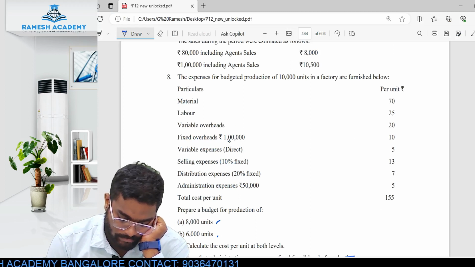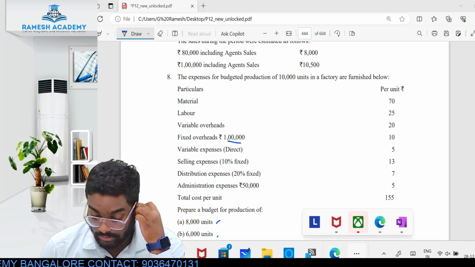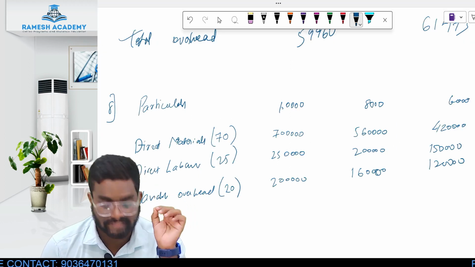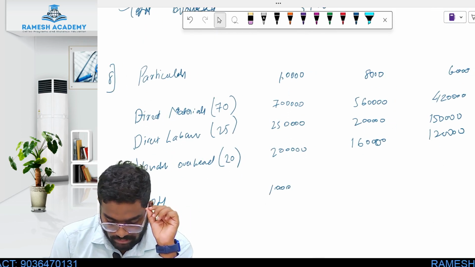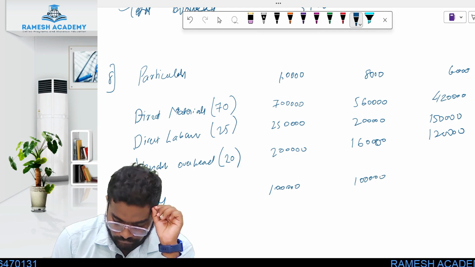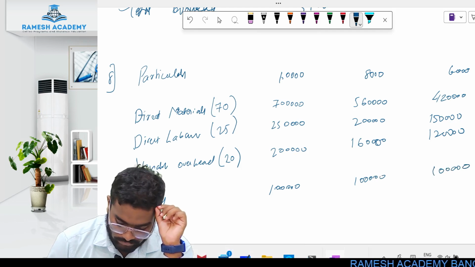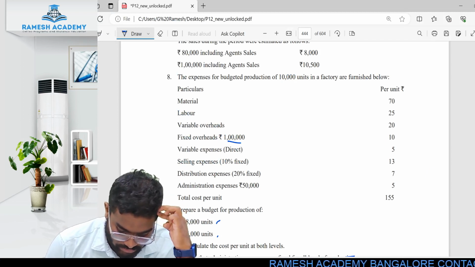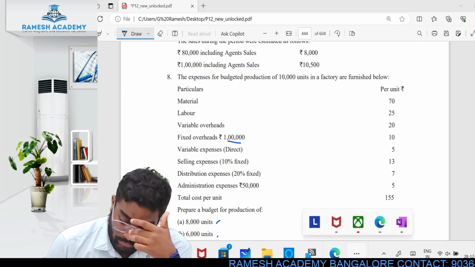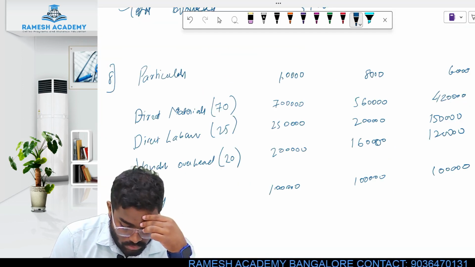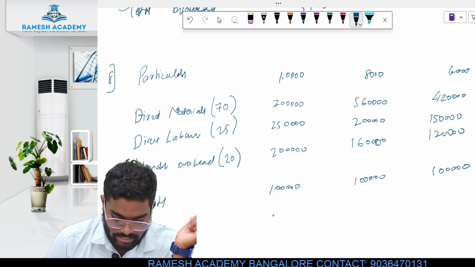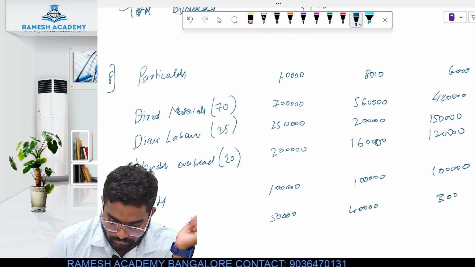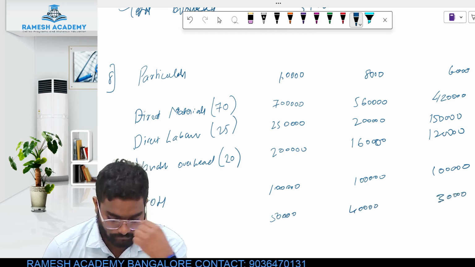So fixed overhead, 1 lakh they have only given. Okay, done. Fixed overhead I'll first write it down. So please write the full form in examinations. 1 lakh, 1 lakh and 1 lakh. Fixed overhead is done here. Next we have variable expenses. There it is 5 rupees. They have only given. Okay, variable overhead is 5 rupees, which means 50,000, 40,000 and 30,000. So that is it. We have done the variable also.